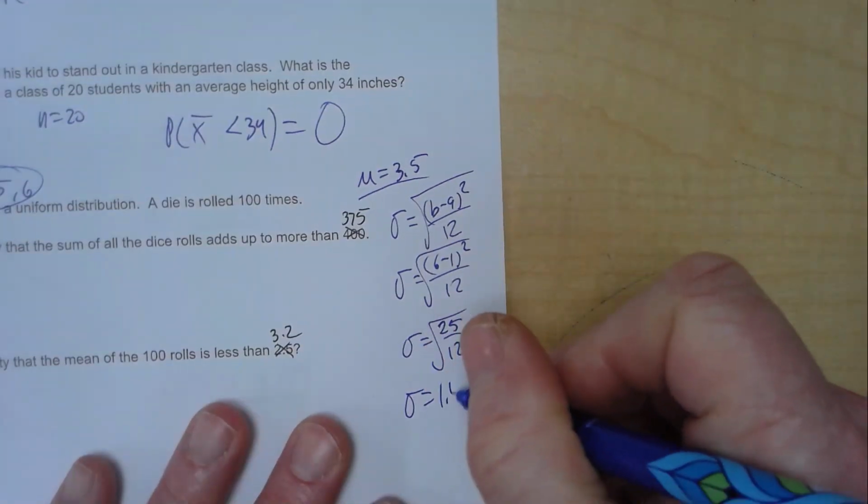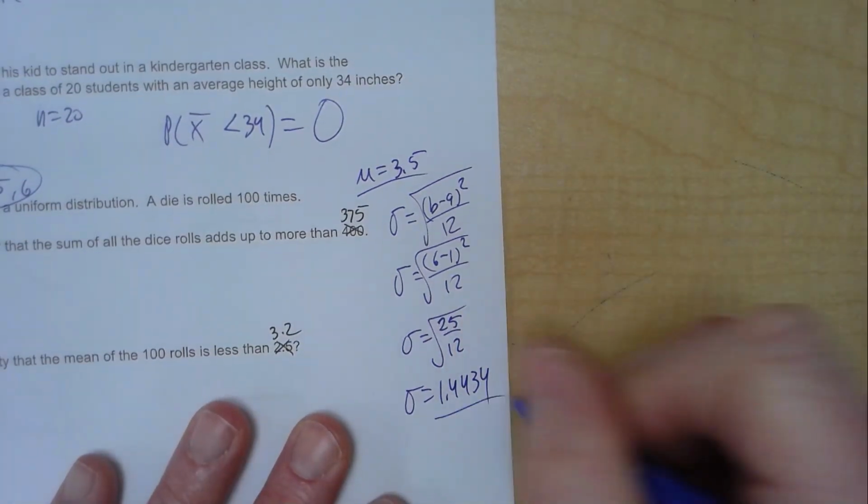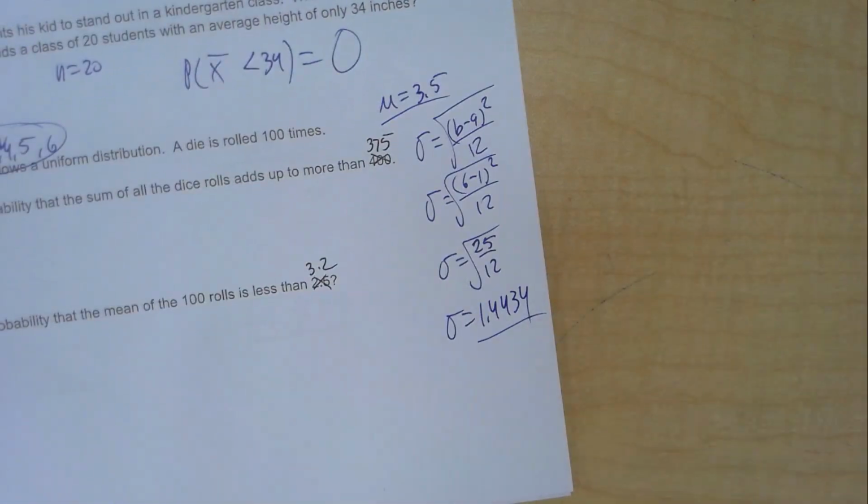1.4434. So standard deviation is 1.4434. All right, that's how you get the standard deviation for a uniform curve. It's this formula right here.